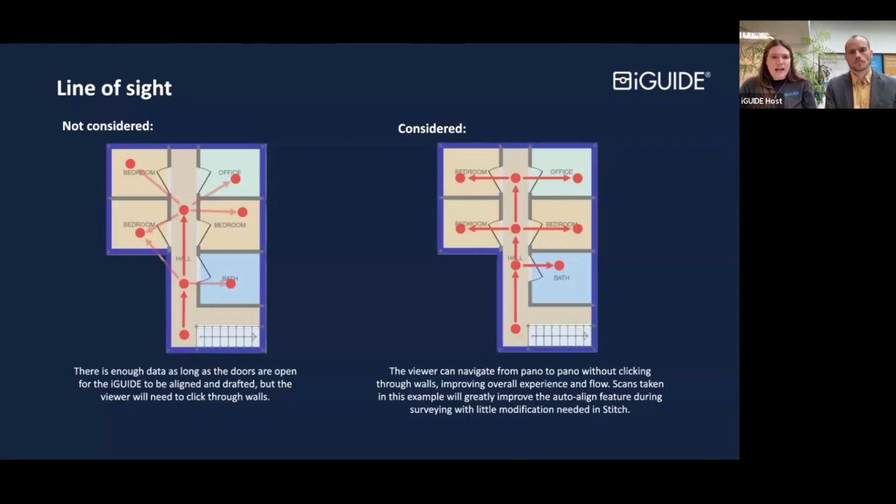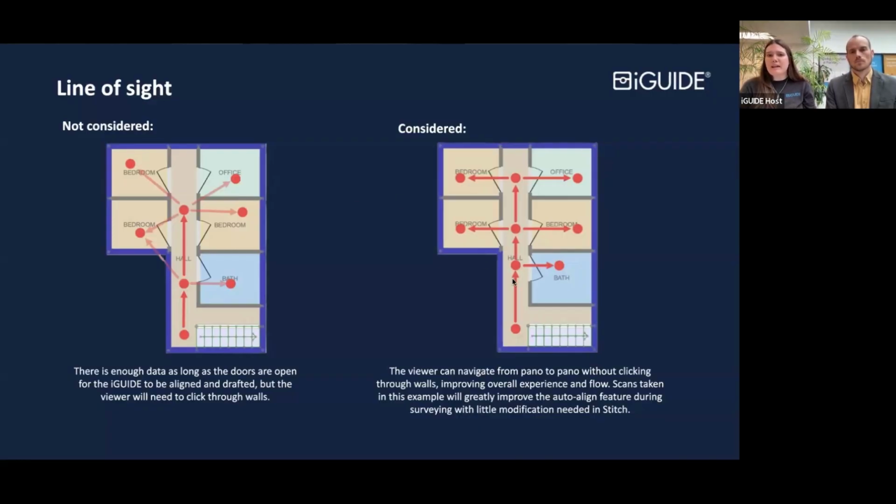You can see here on the left, this is a really good example of an iGUIDE that has some scans that maybe aren't considered for line of sight. Specifically, if you look at this one scan in the middle here, there's a door in the way for this bedroom, a door in the way for this bedroom, and a door in the way for this office. So this isn't a great scan to take because the camera can't see itself if it's going in there, and it's likely to get misaligned. That either leads to you having to take a second scan or having to manually align it on your phone or afterwards on a desktop.